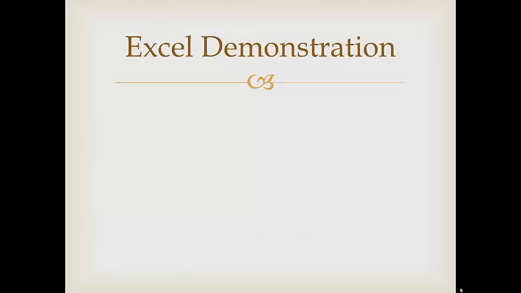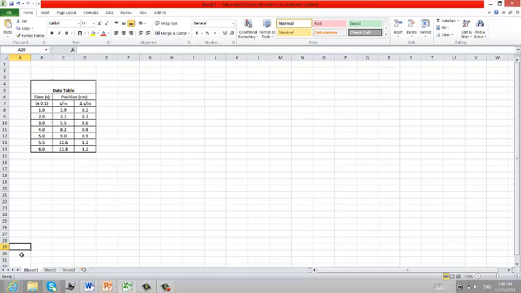I will now demonstrate how to create a graph with error bars from scratch. Here is my spreadsheet with the data table. The independent variable is time, while the dependent variable is position. Notice that the uncertainty for time is the same for all measurements, but the uncertainties for position are different for each measurement. Let's start with graphing.